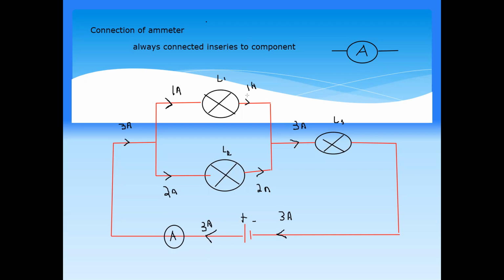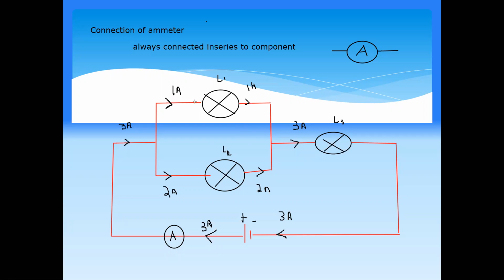It shouldn't be in the branch, because I want to measure the current coming out from the battery. That's why I connect it next to the battery. In the explanation I mentioned, I'm measuring the current coming out from the battery, the current from the supply. So ammeters are always connected to the component whose current we are measuring. If we are measuring the current of the supply, we connect the ammeter to the supply.